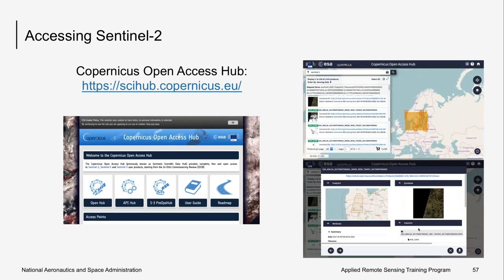So to access Sentinel-2 data, you can use the Copernicus Open Access Hub. And it provides complete and free and open access to all of the Sentinel data. So you can register online, and it's a self-registration process that's automatic. So this allows you to search and download products within the portal and is freely available.